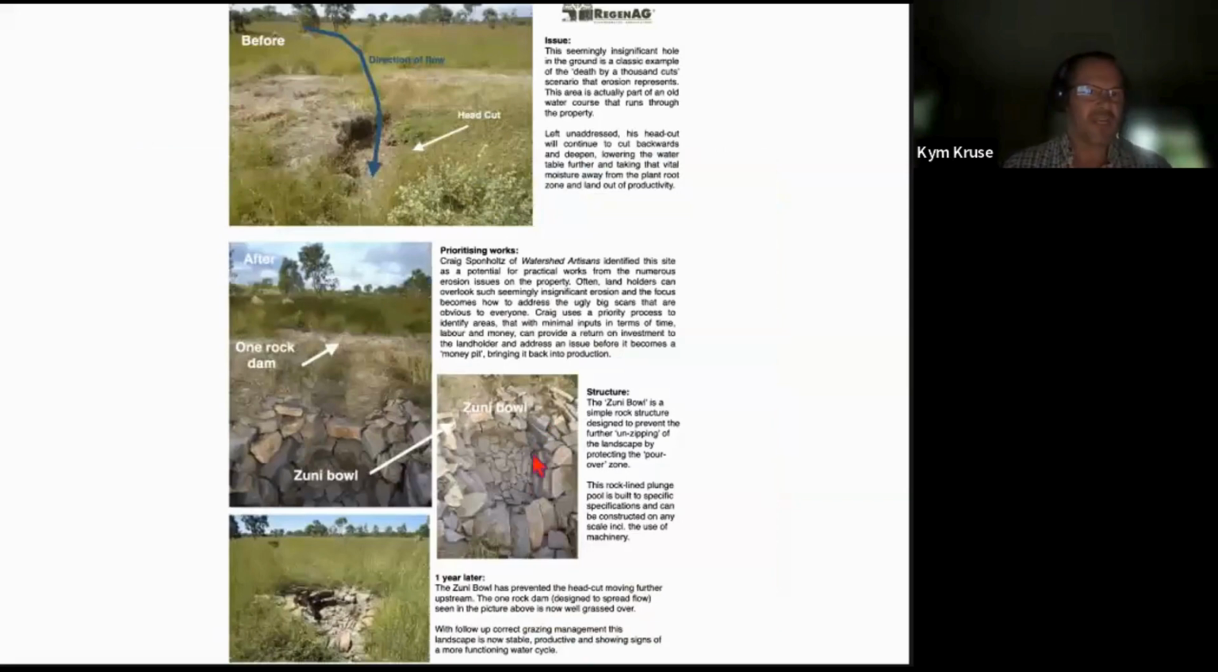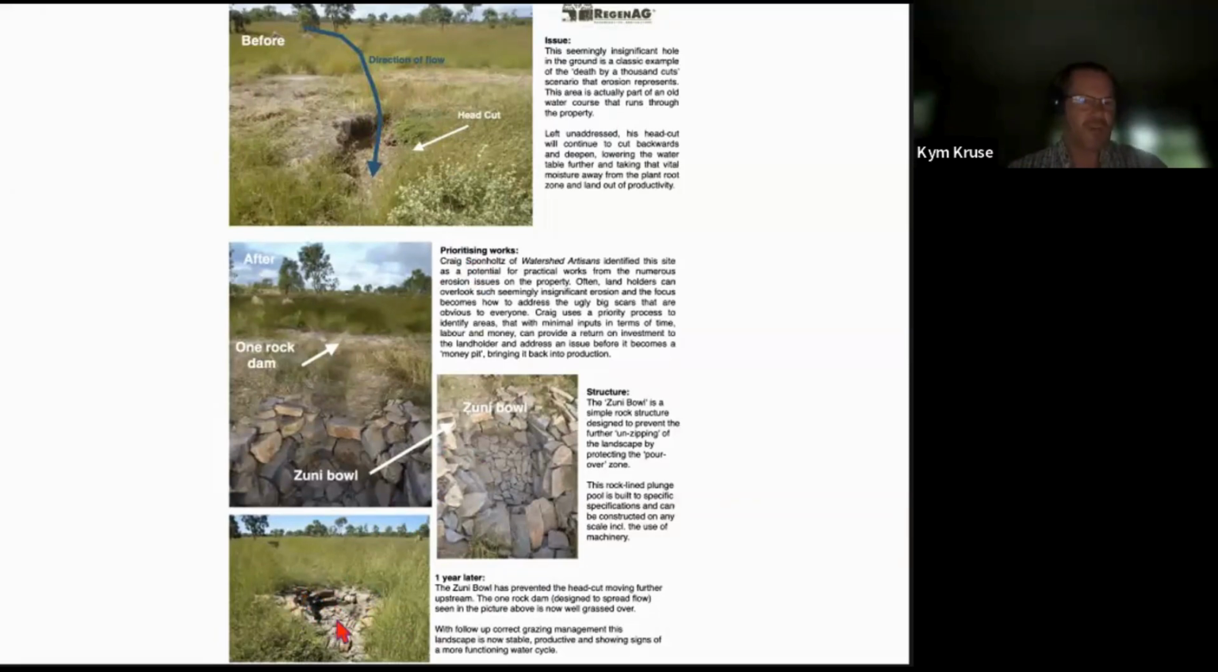Now, one of the main sites here, again a hand-built structure, was this erosion. There was a water course running through here, and the water dropped over this little fall, and that was cutting and heading in the direction of this blue line here. So what was built there was a Zuni bowl, which is just a terminology from the people who developed it. There's a Native American tribe in the United States that built this kind of structure. You can look this up. There's a few of them around the area, one at Tolga, quite a large one that's been built by the same guy, our erosion expert that we were working with for quite a number of years. Craig Sponholtz is his name.